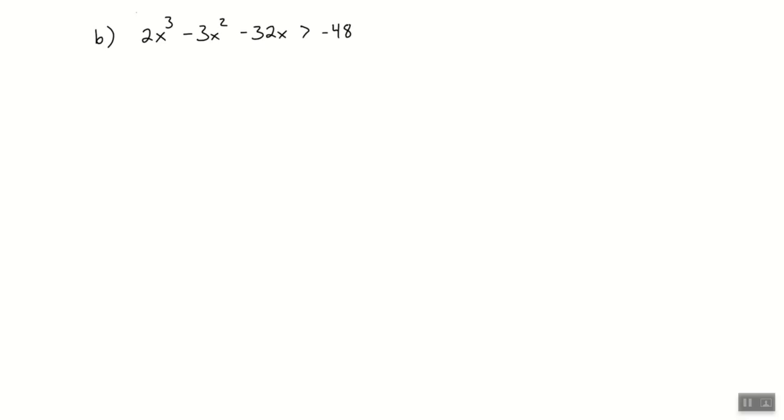Let's move this, because I don't have a way to deal with -48. But if I add 48 to each side of this equation, we get this wonderful thing. 2x cubed, I hate that 3. 2x cubed minus 3x squared minus 32x plus 48. All right. Now that's greater than what at this point? 0. And I'm always going to make this note. What does this mean? Greater than 0 means positive. If a number is greater than 0, it means that it's a positive value.